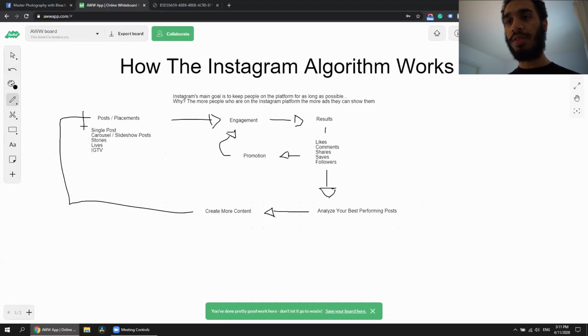And then once you've created more content, what do you do? You make more posts, right? And when you make more posts, you get more engagement, you get more results, you analyze your best performing posts again, you create more content, you create more posts, you get more engagement, and then you get more results, right? So that's the goal. But how do you analyze your best performing posts?